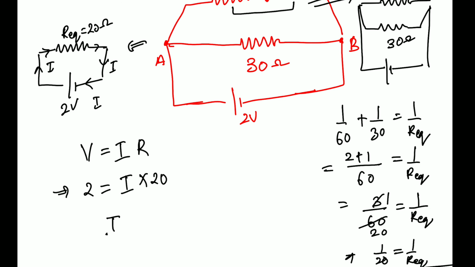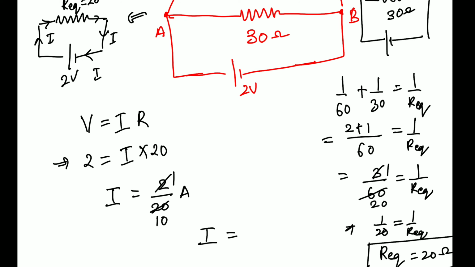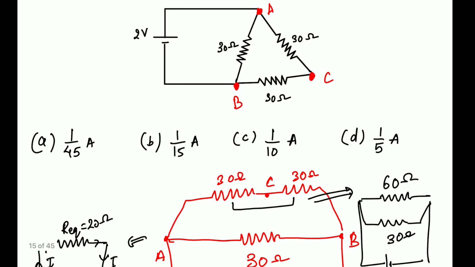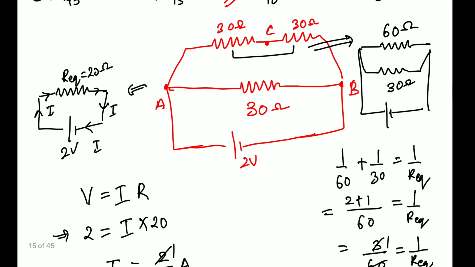So I can simply write here, I will be equal to 2 upon 20 ampere. 2 ones are 2, 2 tens are 20. So I will simply be equal to 1 upon 10 ampere. And yes, it is there in our options, that is 1 upon 10 ampere. Yes or no? I hope that is understandable, right?